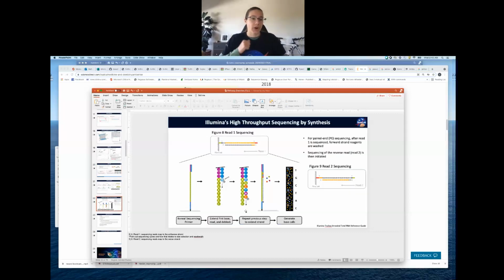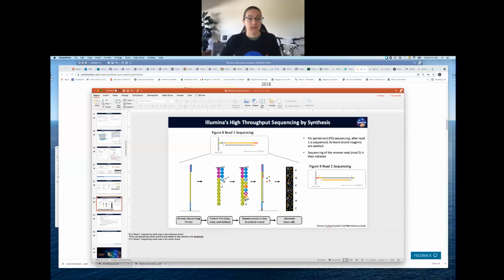However, when you program the sequencer, you tell it how many base pairs to sequence, and in Illumina's world those are called cycles. So you tell it, I want you to sequence 150 base pairs, and Illumina will only sequence 150 base pairs and then it'll stop. And it'll do that for every single strand on the flow cell.